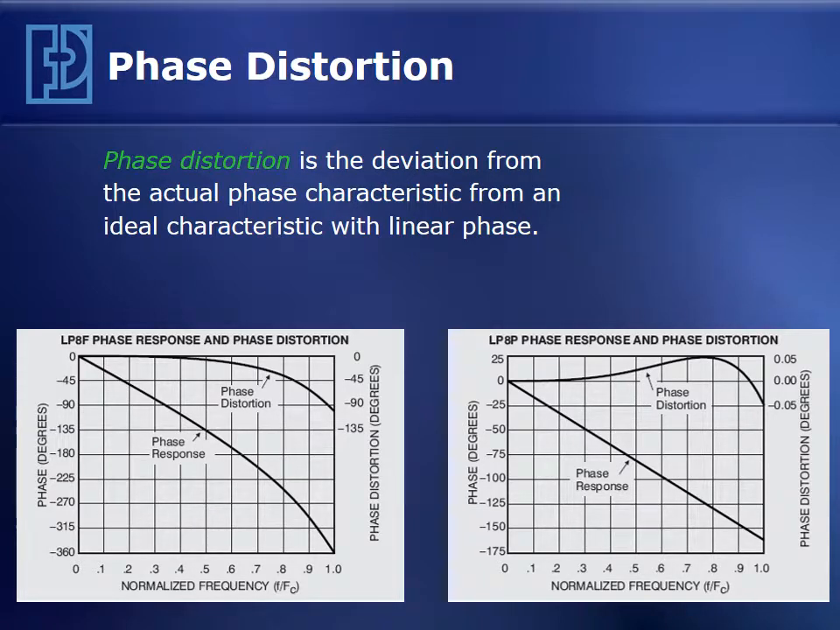On the right, we're looking at the pulse mode, LP8P, and it has linear phase, and the phase distortion curve is less than 0.05 degrees across the passband. So excellent phase linearity for the pulse mode characteristic.